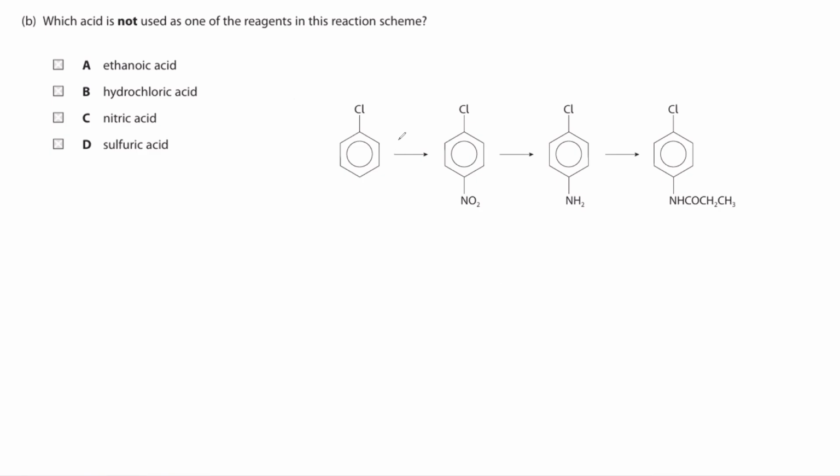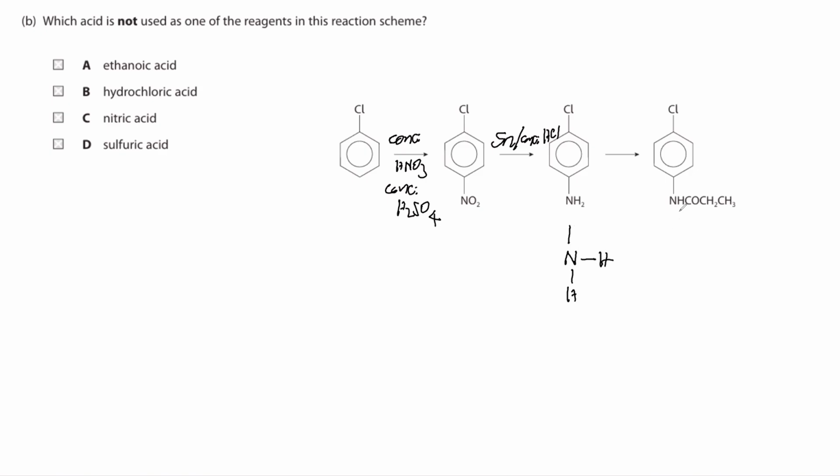First one is a nitration reaction. So for that we need concentrated HNO3 and concentrated H2SO4. Then NO2 becomes NH2. You need tin and concentrated HCl, hydrochloric acid. Then NH2 becomes NHCOCH2CH3. So this is what happens here. This is the NH2 group.